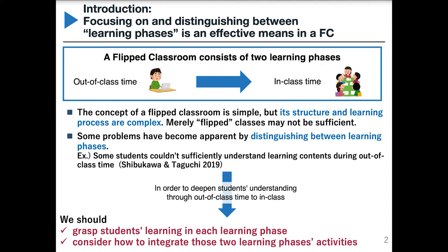In recent years, flipped classrooms have been becoming widespread in higher education all over the world. A flipped classroom consists of two learning phases, out-of-class time and in-class time. The learning processes in each learning phase are different, as are the learning environments and activities. The concept of a flipped classroom is simple, but its structure and learning processes are complex. Merely superficially flipped classes are not always sufficient.